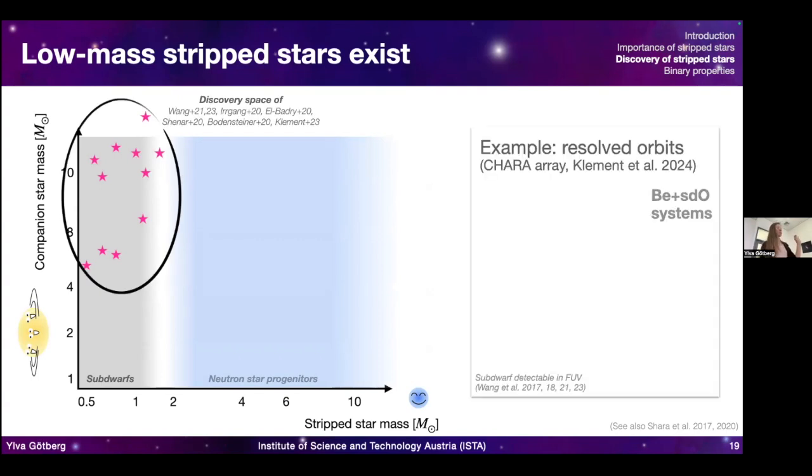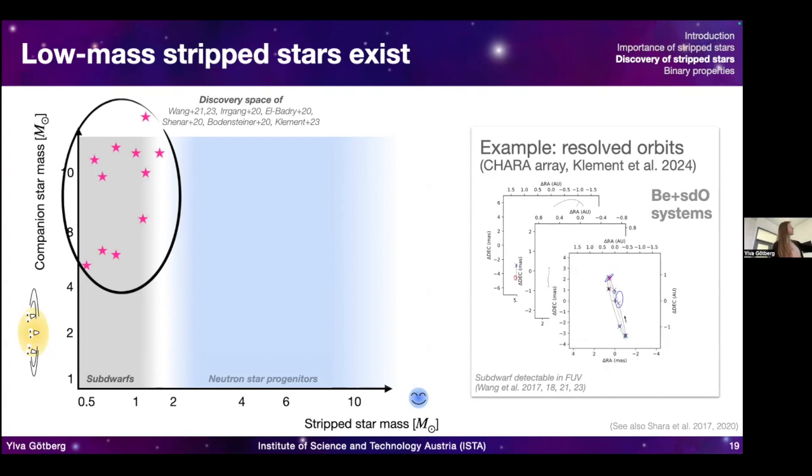For example, another example from the CHARA array, I think it is quite nice. What Robert Klement did was to look at rapidly rotating B-type stars, Be-type stars, and look for subdwarf companions to those by actually resolving the subdwarf. And then he could track where the subdwarf is, how it is moving around this Be star. So this is one example where you can actually see how the subdwarf is moving around the Be star. He has more of these systems. I think this one is nice because here you can see it's slightly eccentric. But all of these subdwarfs are quite low mass, something like 0.5 solar masses or so. So they are definitely not going to explode.